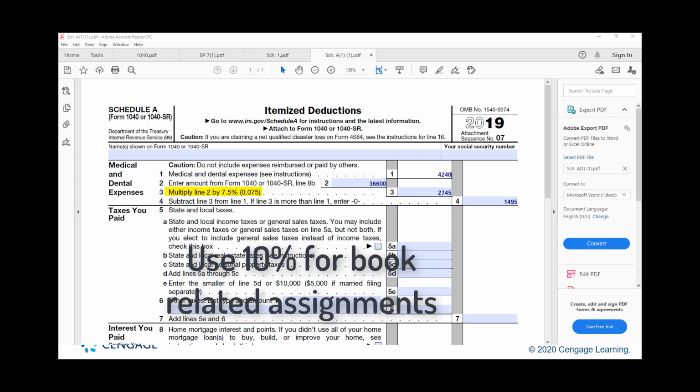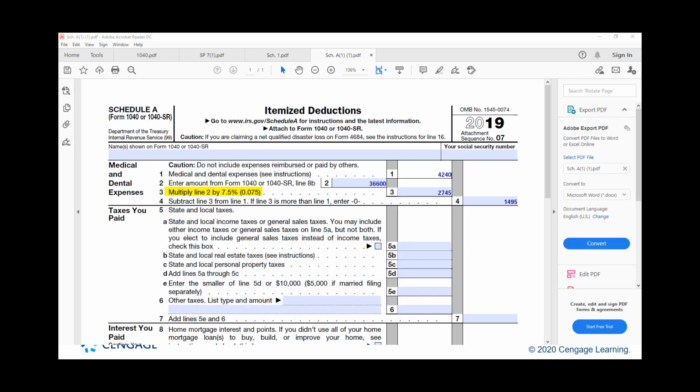Line 1 on the form, medical and dental expenses. The qualified expense is $4,240, line 1. And then line 2, we show the AGI, $36,600. Then line 3 multiplies the AGI by 7.5% to get you $2,745. Then take line 1 minus line 3 to get the amount of qualified expense that's above 7.5% of AGI, and that's your medical and dental expenses. That's deductible, itemized to be deductible.